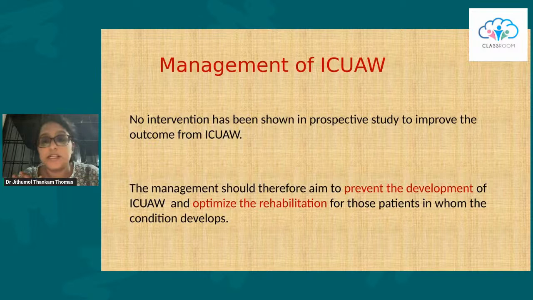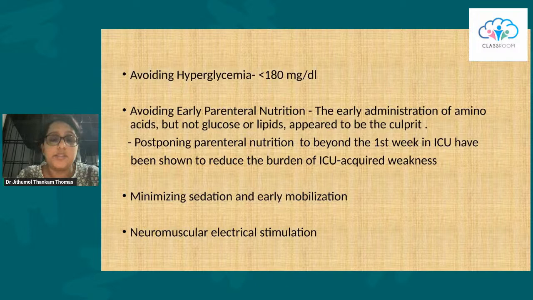So what can we do in our ICUs to prevent it? That is, of course, good blood sugar control. That is not just for ICU acquired weakness; even generally it is very important, especially in septic patients with brain injury and all that. Avoid hyperglycemia, try to maintain a blood sugar of less than 180. And early parenteral nutrition, as I mentioned earlier, is one of the advocated reasons for developing ICU acquired weakness.